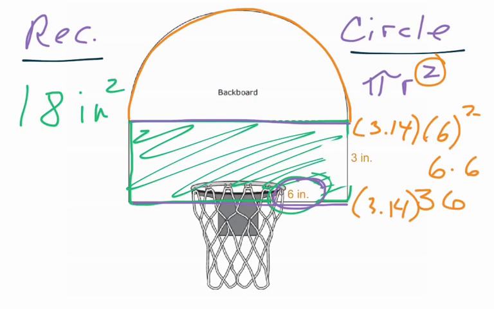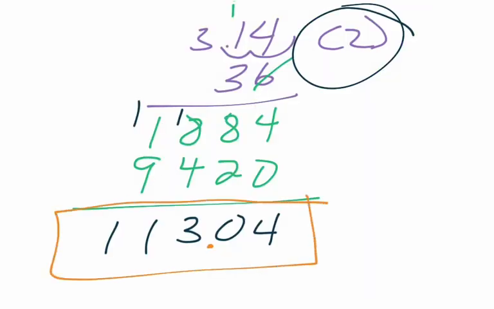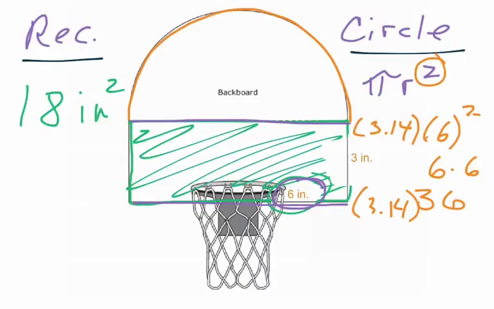And I want to see if that makes sense. I know I'm going to take 36 and multiply it by 3, and 36 times 3 is 108. So 113.04 seems like a very rational answer. So the last thing I need to do is take 113.04 and add it to my area here of the rectangle. Almost forgot to do that, but I'll make sure I do.